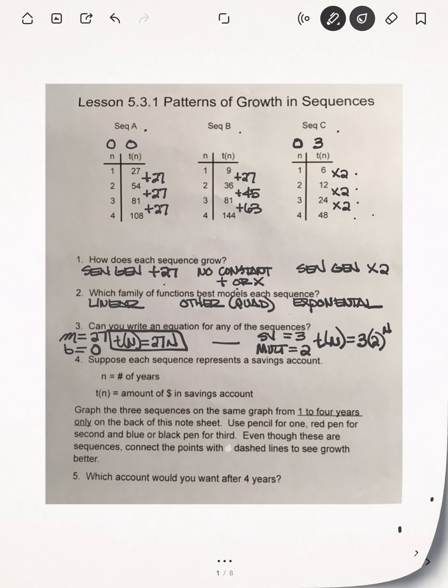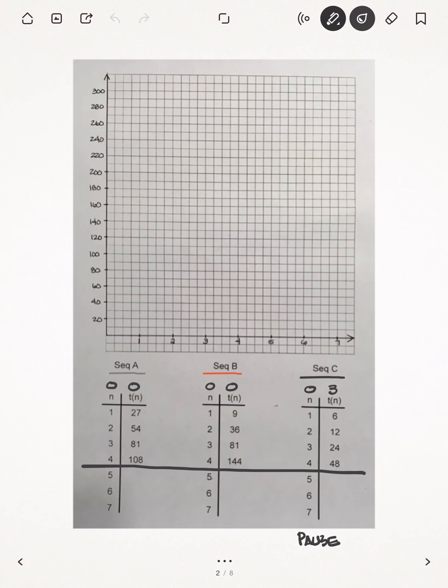Moving on. Okay, if you turn your sheet over, you will see this. We have the first 4 years for each sequence here again, and you'll notice that I've marked in color which color I am using. I'm using pencil for A, I'm using red pen for B, and I'm using black for C. So you might mark that on yours so it's very clear.